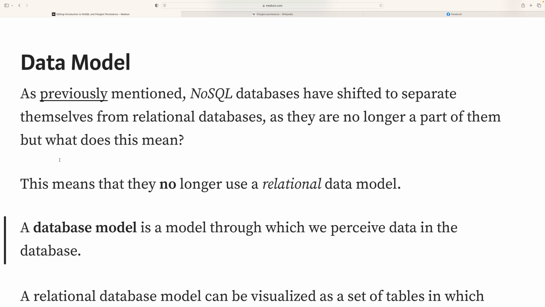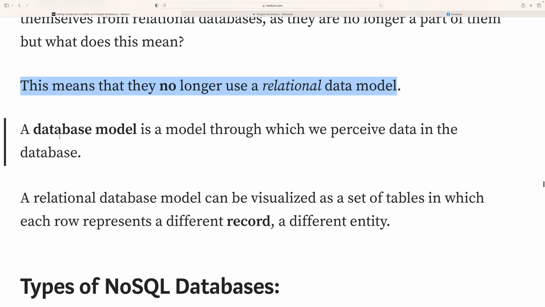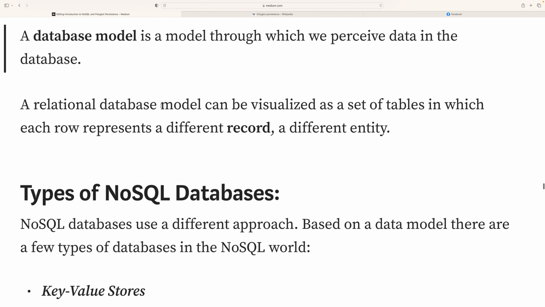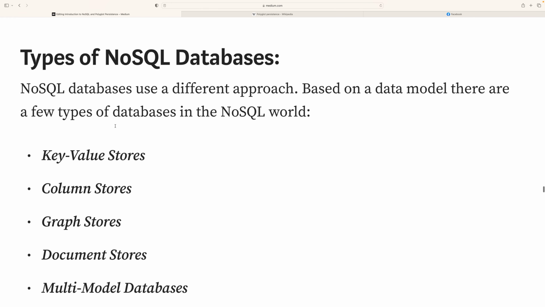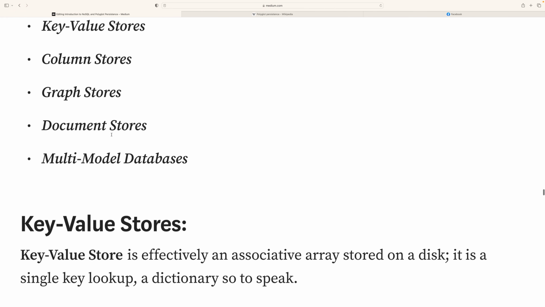As previously mentioned, NoSQL databases have shifted to separate themselves from relational databases, as they are no longer part of them. But what does it mean? This means they no longer use the relational data model. The database model is a model through which we store the data in the database. The relational database model can be visualized as a set of tables in which each row represents a different record and different entity. The types of NoSQL, as I said, are key-value, column, graph, and document.